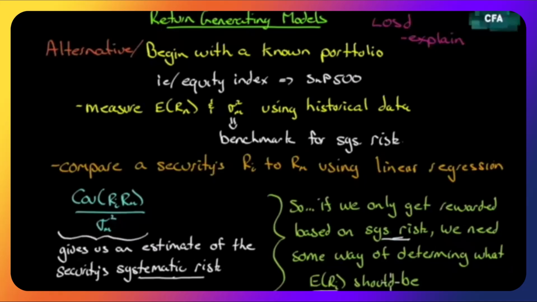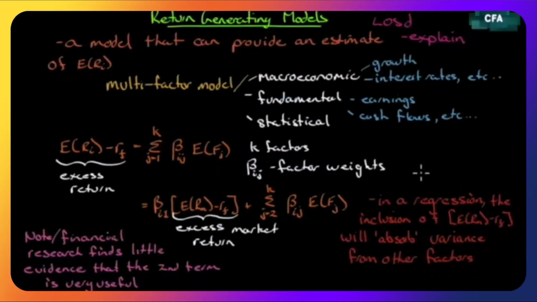We can't use the traditional method for expected return because that required us to say, well, how many assets do we have? How are we weighting them in this portfolio? And off we go. Well, we don't have that. We just want to know what the expected return should be based on this measure of systematic risk. So now we can get a little more formal about what a return generating model is. It is a model that can provide an estimate of the expected return of any particular asset.